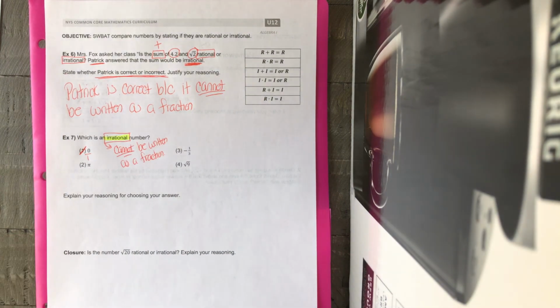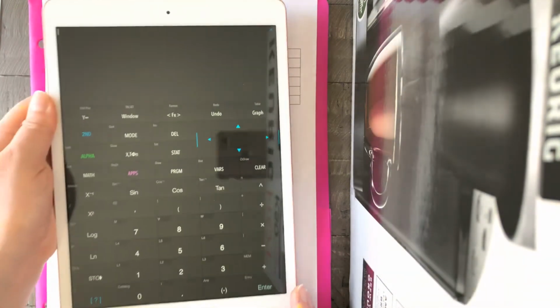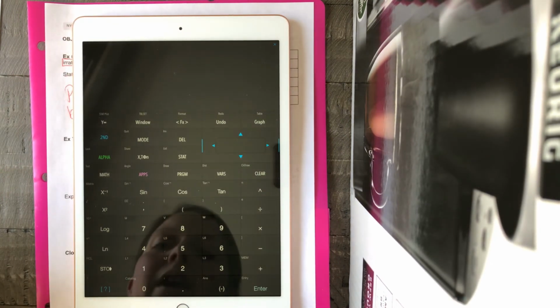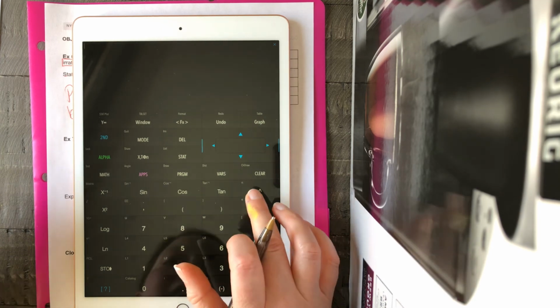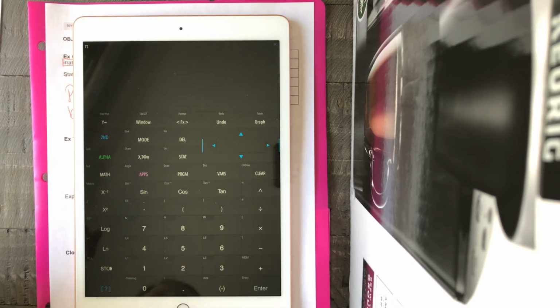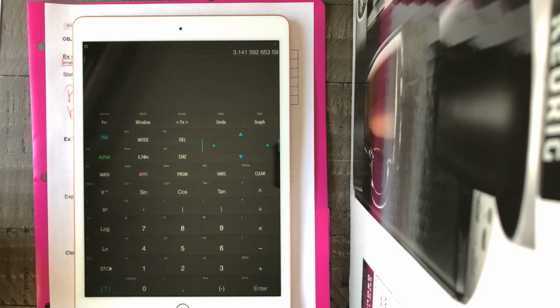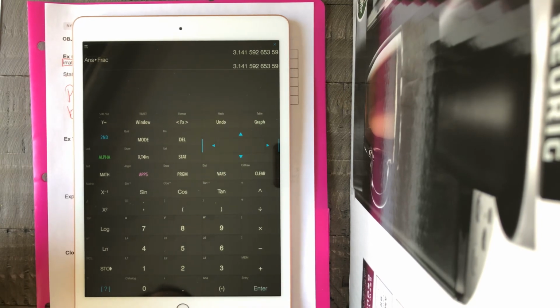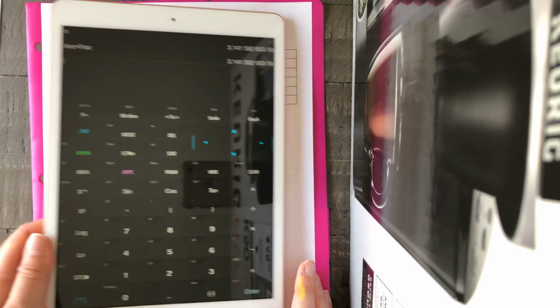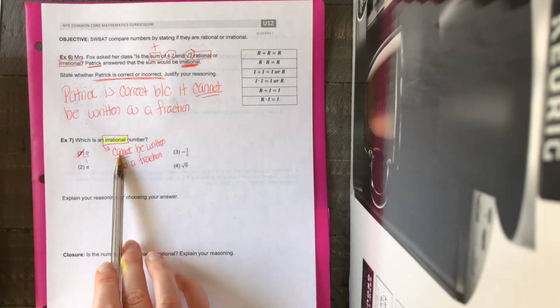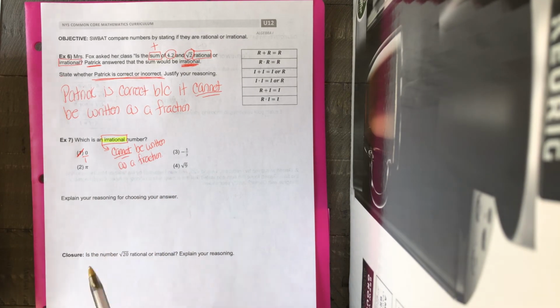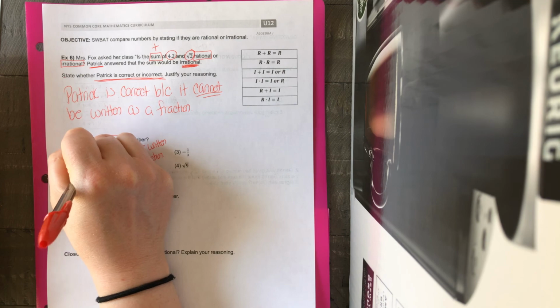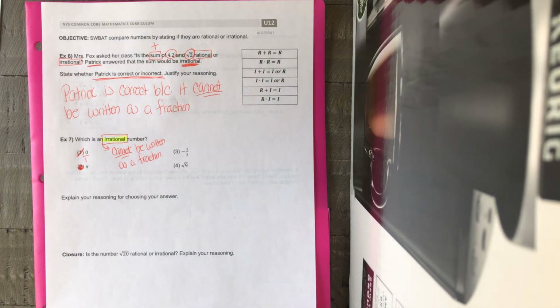Let me try choice 2 because pi is a big number. So let's see if I can find that on this app. I know it must be here somewhere. I found it. Okay. So here's the pi button. So I'm just going to press enter. So I get that decimal. Now I'm going to check, can it be written as a fraction? No, it can't be. And that's what I'm looking for. What can't be written as a fraction? Well, pi, that symbol, it cannot be written as a fraction. So I know it's going to be choice 2.